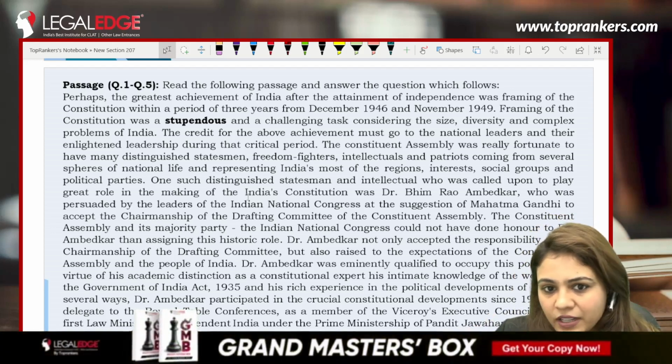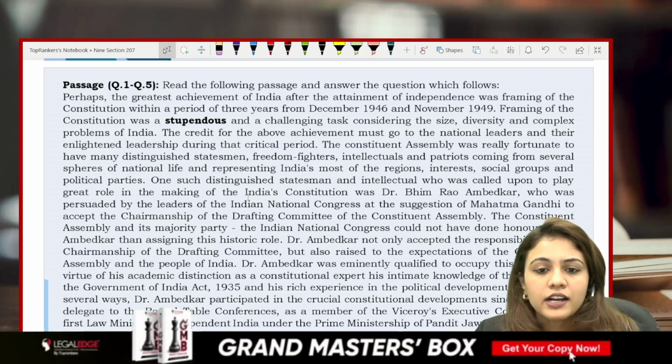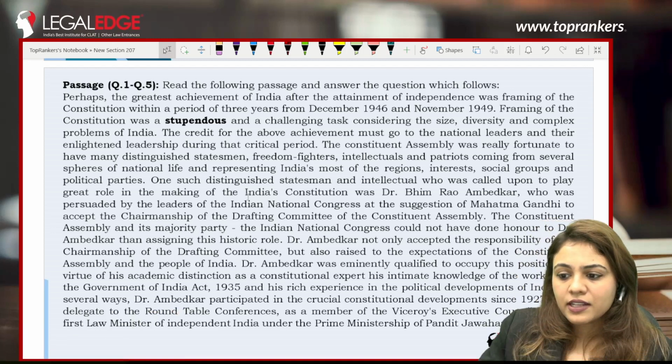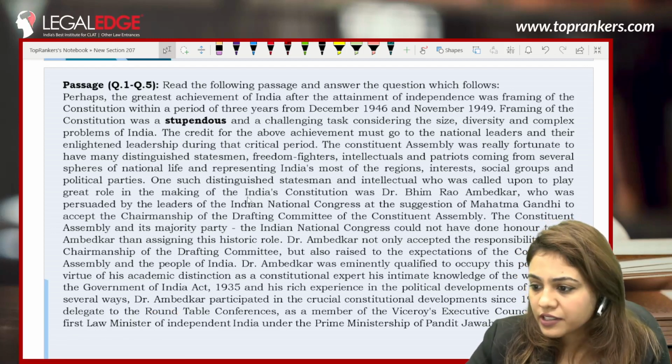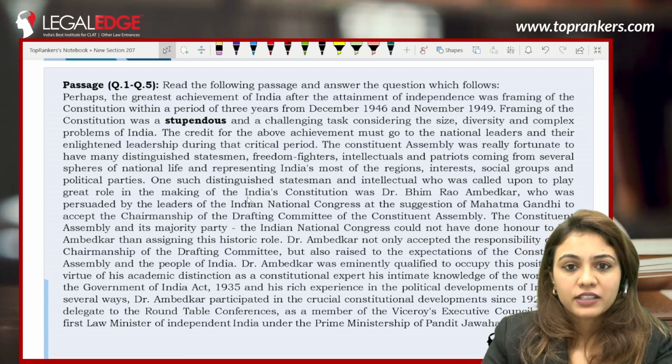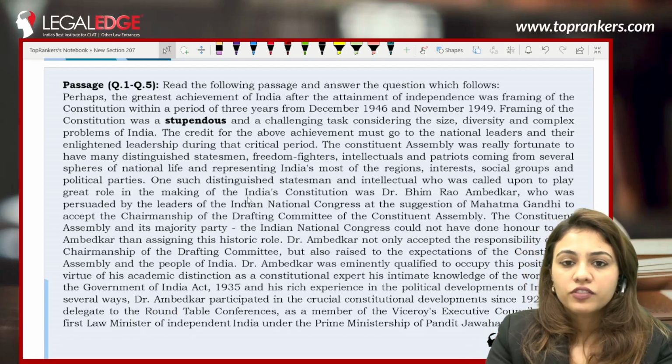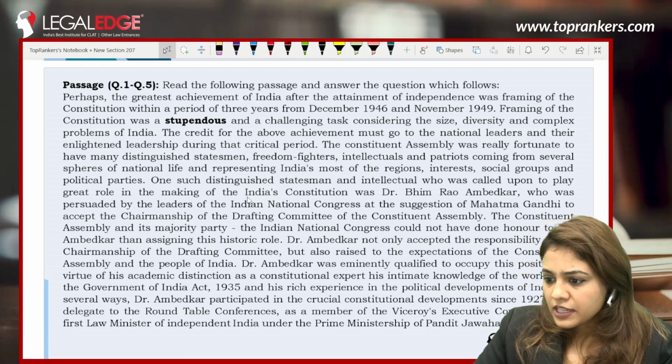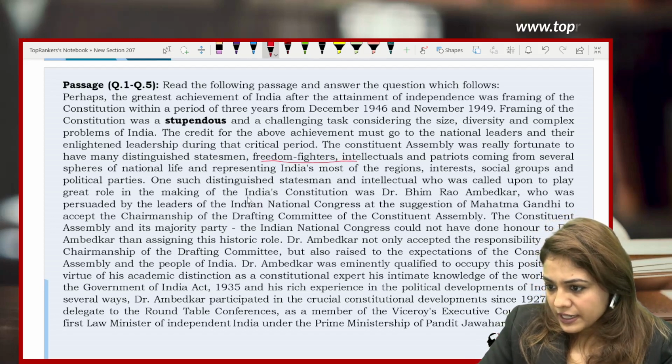So again, we were very fortunate. In this regard, we had some really distinguished statesmen, freedom fighters, as you can see, intellectuals, patriots, who helped us a lot when it comes to making of the Constitution. So you can find it easily here, right?